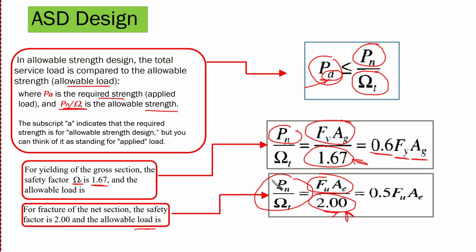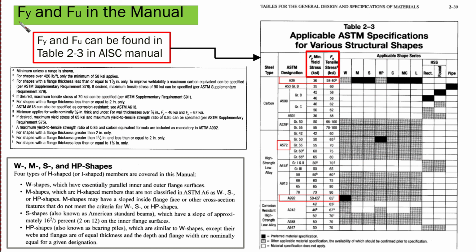Now we understand very well how we can design using ASD or LRFD. The last slide in our video for today is about where we can obtain F yield and F ultimate in the manual. F yield and F ultimate can be found in Table 2-3 in the AISC manual, called Applicable ASTM Specifications for Various Structural Shapes.